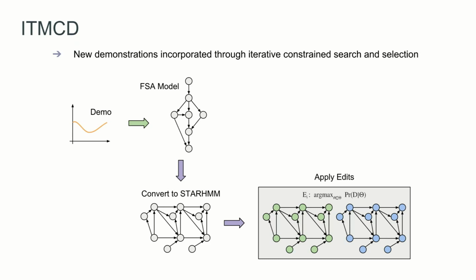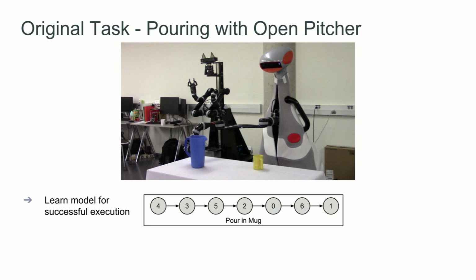Given these constraints, expectation maximization is used to maximize the likelihood of the new demonstrations under the StarHMMs associated with each candidate correction, resulting in a set of alternative models. Approximate Bayesian model selection then chooses the best model update to incorporate back into the original model, balancing increased likelihood with model complexity. We evaluate our approach on a real-world pouring task. An initial model is constructed from demonstrations of pouring from an open pitcher into a mug.